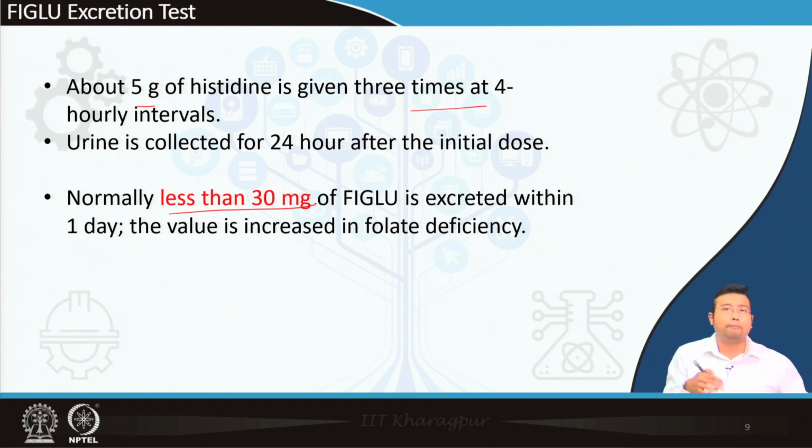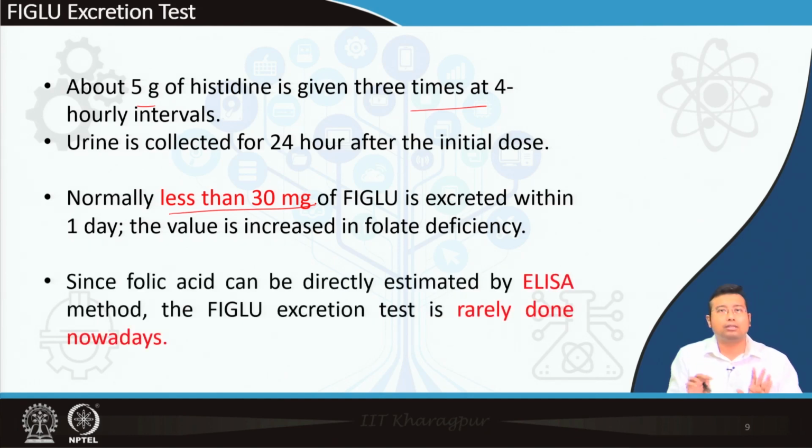So, this is the cutoff value beyond which it will indicate folate deficiency. Now, this test is not done routinely. Why? Because we can directly measure folic acid very accurately nowadays with the help of enzyme linked immunosorbent assay, or ELISA. So, this FIGLU excretion test was important, but nowadays it is mostly historically important because we have ELISA in almost all, even some peripheral centers also, right.